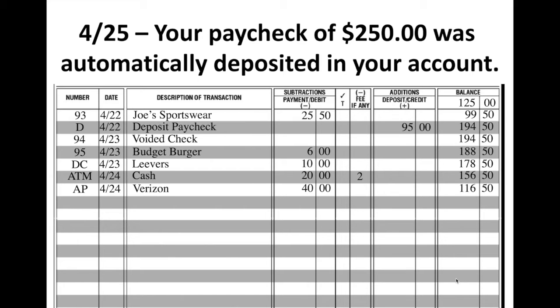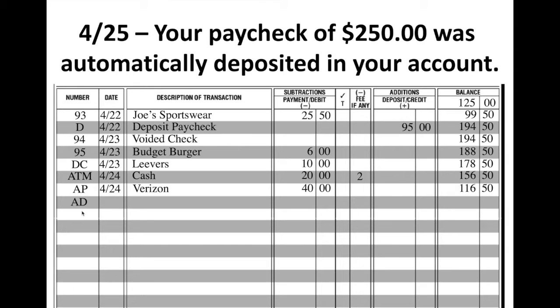On the 25th, your paycheck of $250 was automatically deposited into your account. Previously, you had it set up so that every time you got paid, it was put into your account. So therefore, it is ready to use right away. Recording this, we can put AD for automatic deposit into our number.